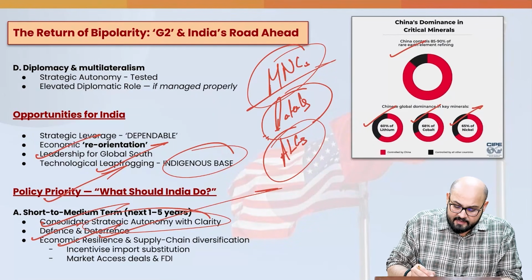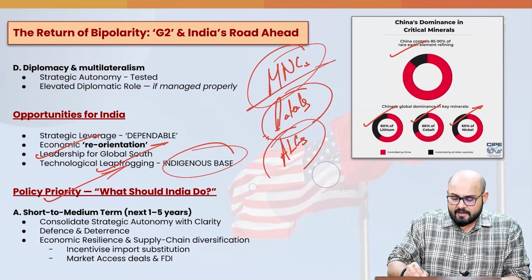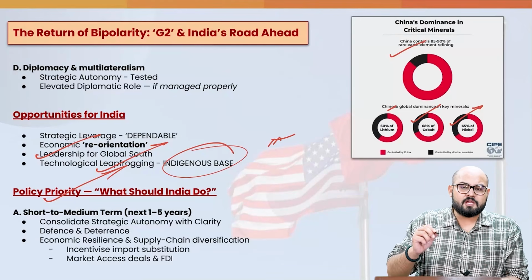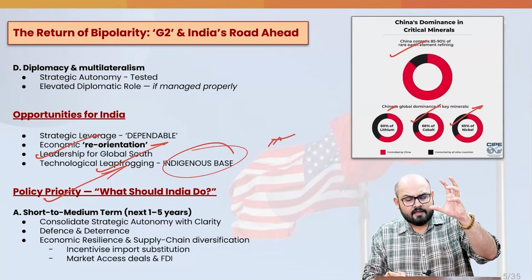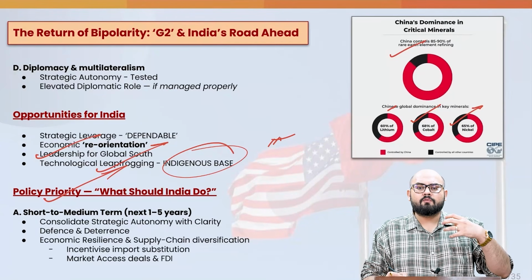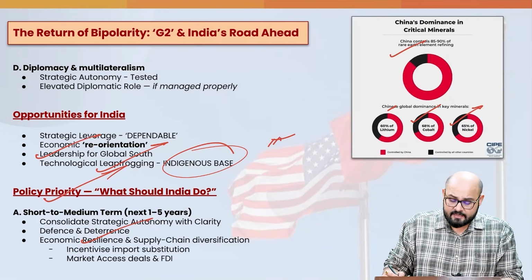Then economic resilience and supply chain diversification. When we talk about the economy, see, ultimately, it is the economy which shapes the political choices of different countries. If our economy is strong, definitely India would emerge as a superpower, right? Economic resilience and supply chain diversification.